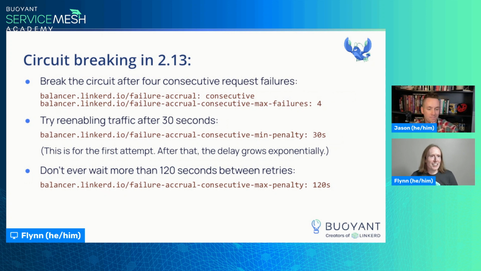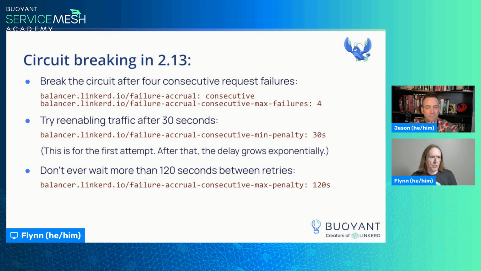So the first thing here is setting up to break a circuit after 4 consecutive request failures. You would first say failure accrual: consecutive to activate the consecutive failures mode. This is currently the only mode, but it's not going to be the only mode for long. Then you would use the failure accrual consecutive max failures annotation to say how many failures you want to allow before you open the circuit breaker.